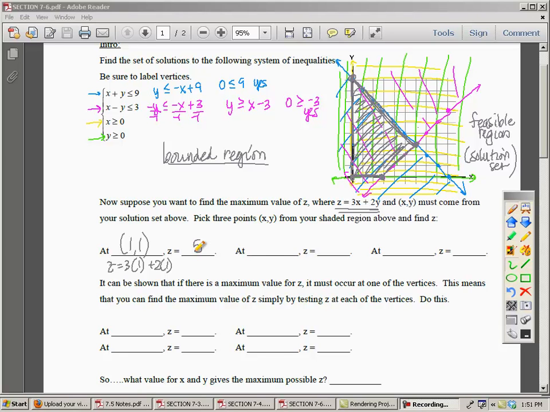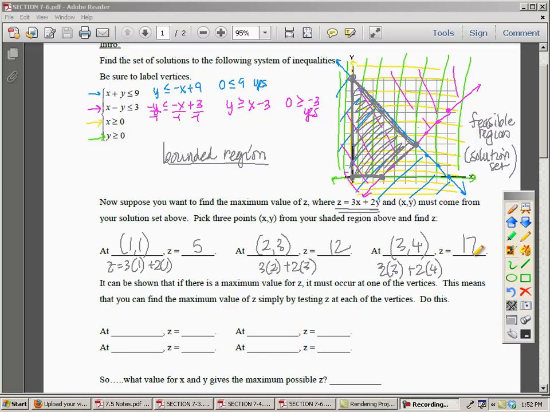Let's pick another point in my region. How about the point (2, 3)? If I do 3 times 2 plus 2 times 3, I get 6 and 6, which makes 12. One more point. How about the point (3, 4)? So 3 times 3 plus 2 times 4, 9 and 8 make 17. These are all solutions to my system of inequalities, just general solutions. Now we want to know what's a maximum to my program for my z.